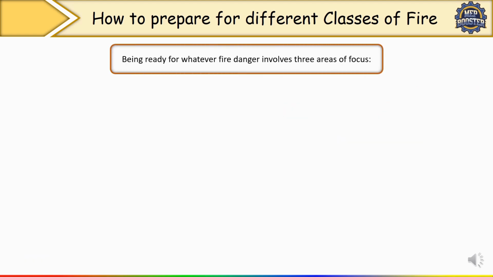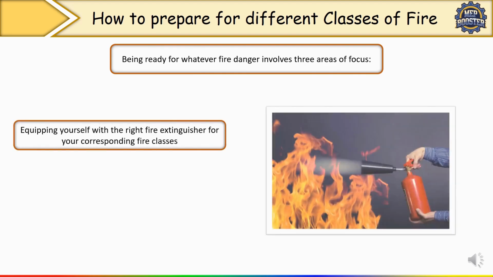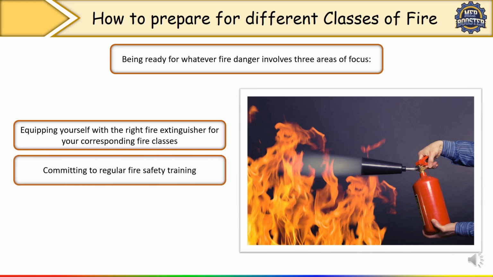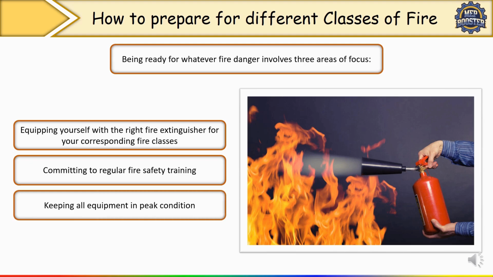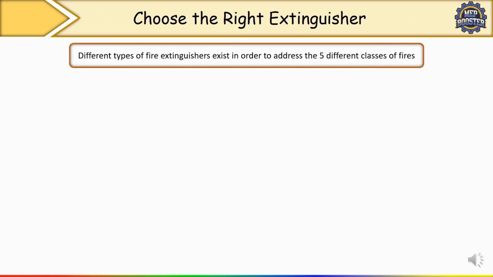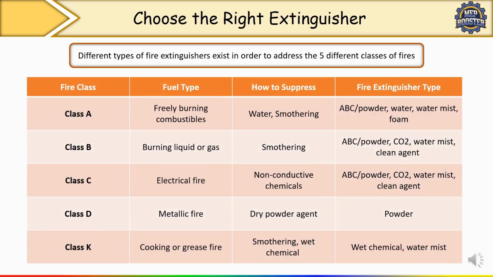Being ready for whatever fire danger involves three areas of focus: equipping yourself with the right fire extinguisher for your corresponding fire classes, committing to regular fire safety training, and keeping all equipment in peak condition. So now, choose the right extinguisher. Here you can see the different types of fire extinguisher that exist in order to address the 5 different classes of fire, as I already discussed in detail.